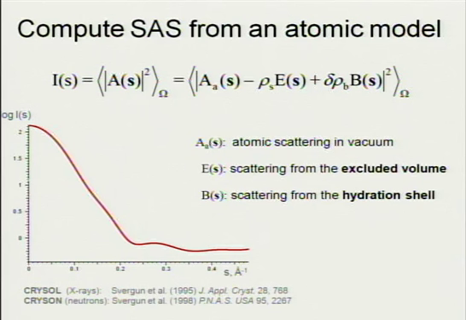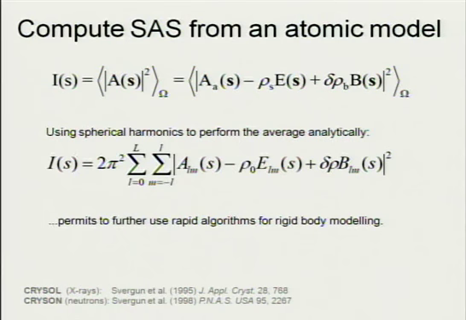And besides, there is excluded volume, so the volume inside the protein where the solvent cannot get in. This volume will also scatter differently from volume filled with the solvent. So basically, from the atomic scattering, you have to subtract the scattering from the excluded volume and add the scattering from the hydration layer. Besides using the spherical harmonics approach, it is possible to perform all this analytically. This is a key to all further modeling where high-resolution models are involved. This permits to make programs that will give you an answer in a reasonable time.